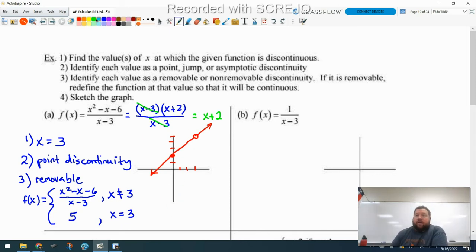All right, so part B is going to have a lot of similarities with part A and then a couple of big differences. So number 1, exactly the same. It has a denominator. Wherever that denominator is equal to 0, that's a discontinuity. All right, but since our numerator is just a 1, it's not going to cancel out this time. So that means it's not a hole. Anytime the denominator is equal to 0 and it's not a hole, that means it's an asymptote. So this is asymptotic. All right, asymptotes are not removable, so this is non-removable.